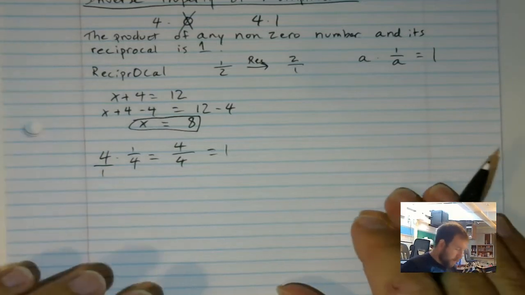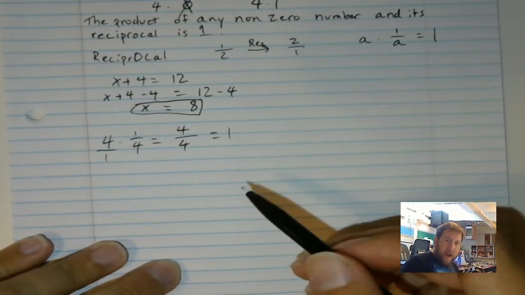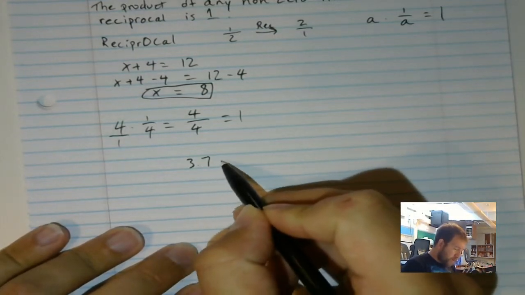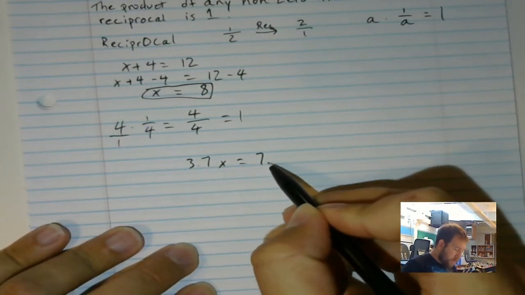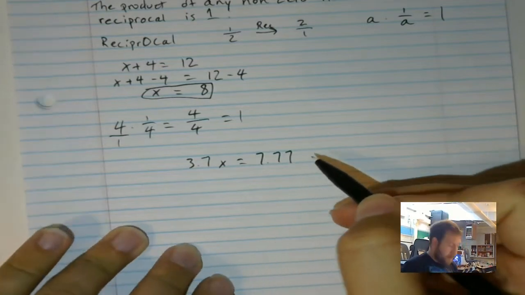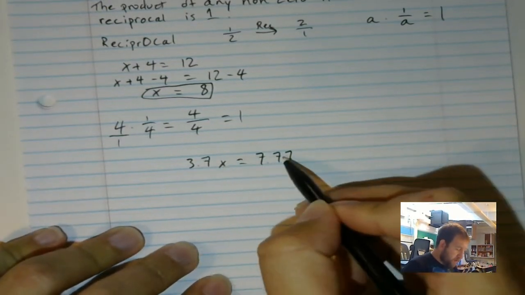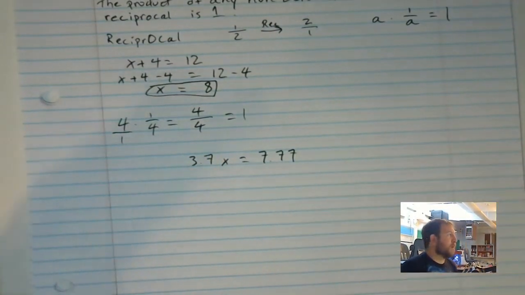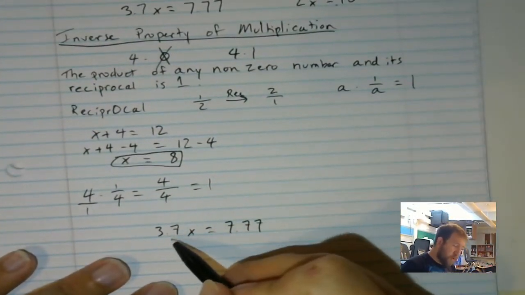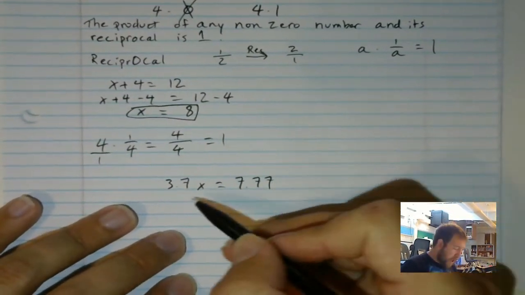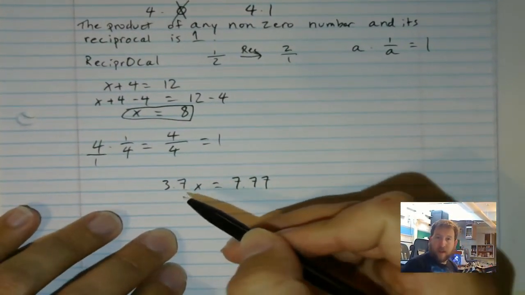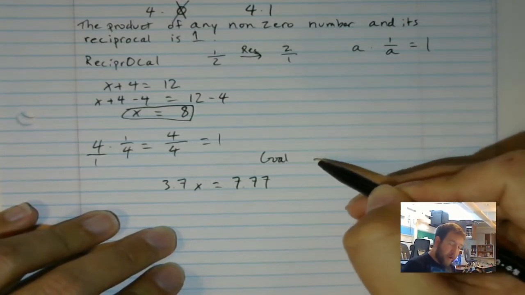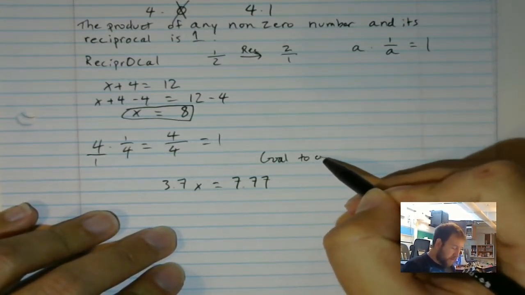Okay, how does that help us? Let's look back at that initial problem that we were looking at. 3.7x equals 7.77. Now, my goal here is to not use guess and tests. So I need to get rid of this 3.7. So my key here is that if I turn this 3.7 into a 1, it will mean that x times 1 can simplify down to an x. And my goal is always to get x by itself.